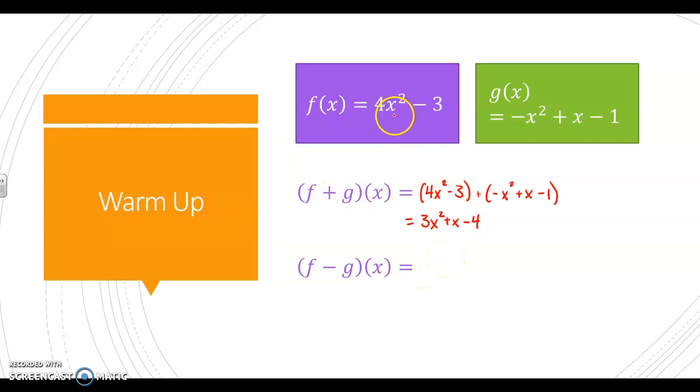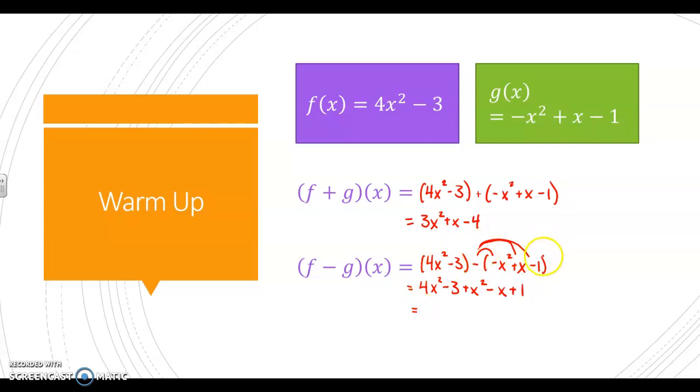For f minus g of x, we do the same thing, except we have a minus between our functions. And then remember, we have to distribute that negative sign to each term inside g of x. So each term has to change its sign. So rewriting this, we have 4x squared minus 3, and then we have minus a negative, so this becomes plus x squared, minus a positive, so that stays negative x, and then minus a negative again becomes plus 1.